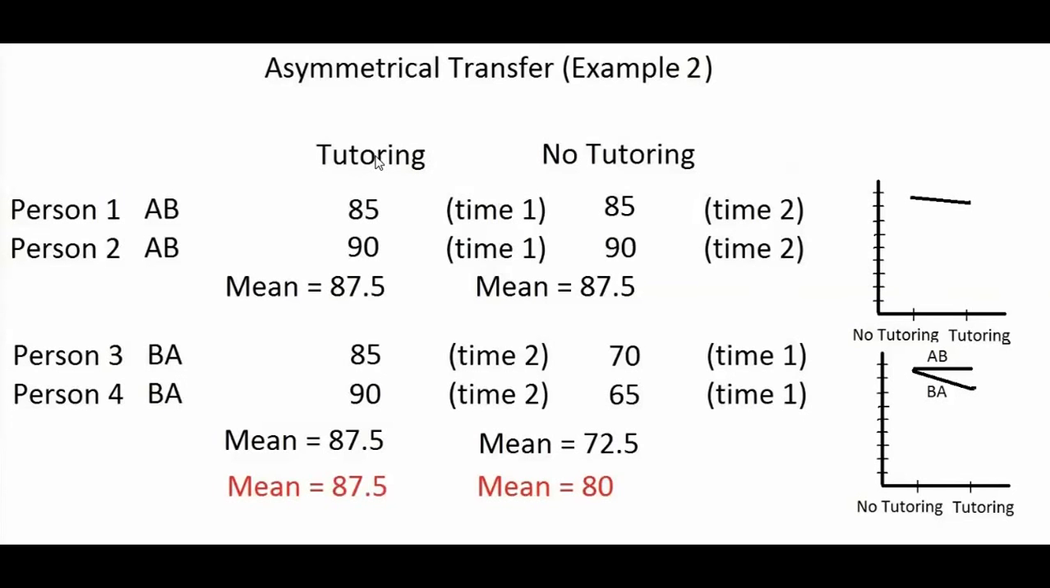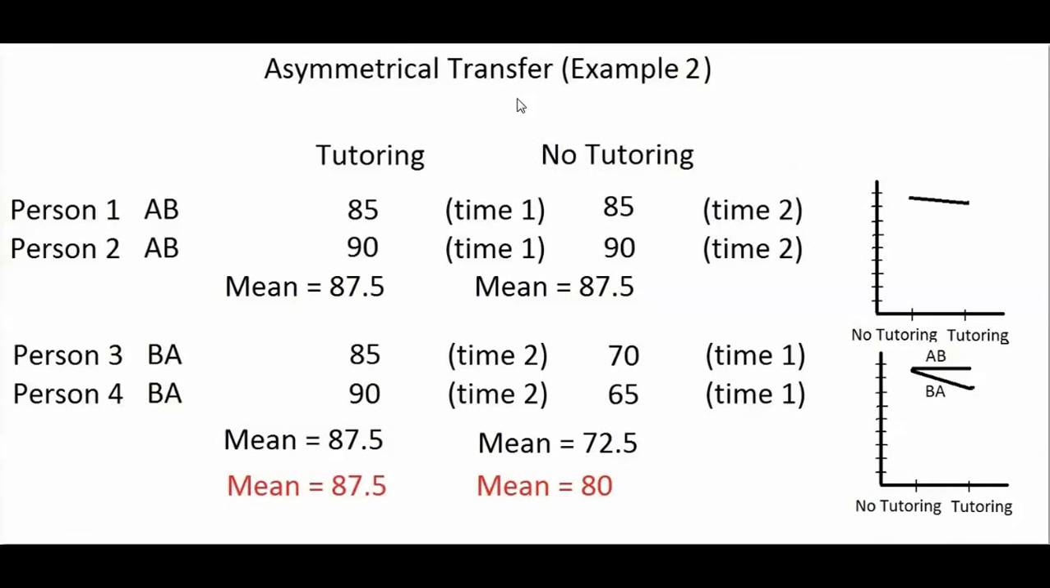If you suspect that you're going to have asymmetrical transfer, and you also suspect that having a break between conditions won't help, it's better to use a between subjects design. So in this tutoring experiment, it would actually be better for me to use a between subjects design, in which I just assign half of the participants to the tutoring condition and half of the participants to the no tutoring condition, and I just test each participant once.